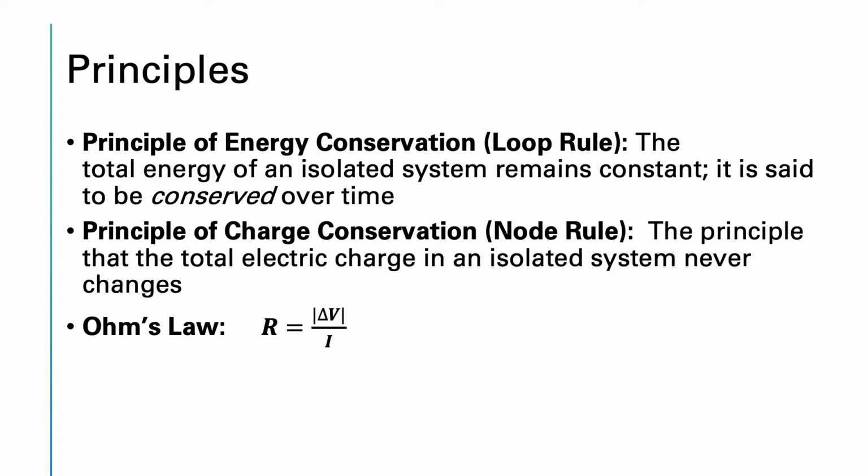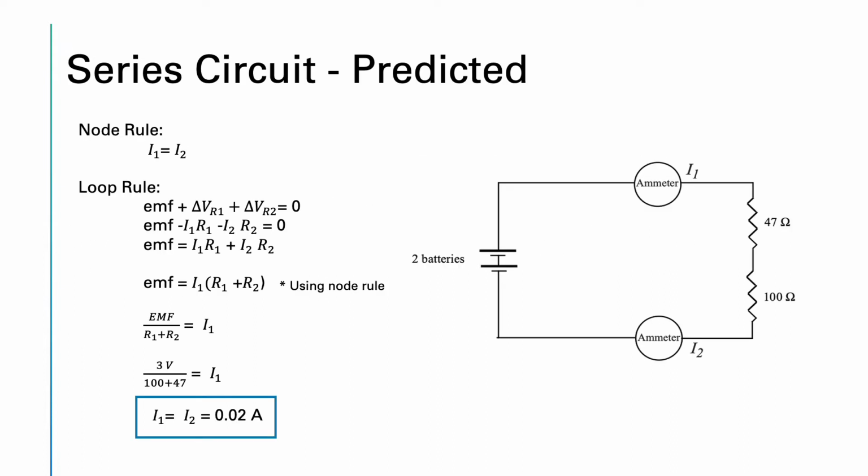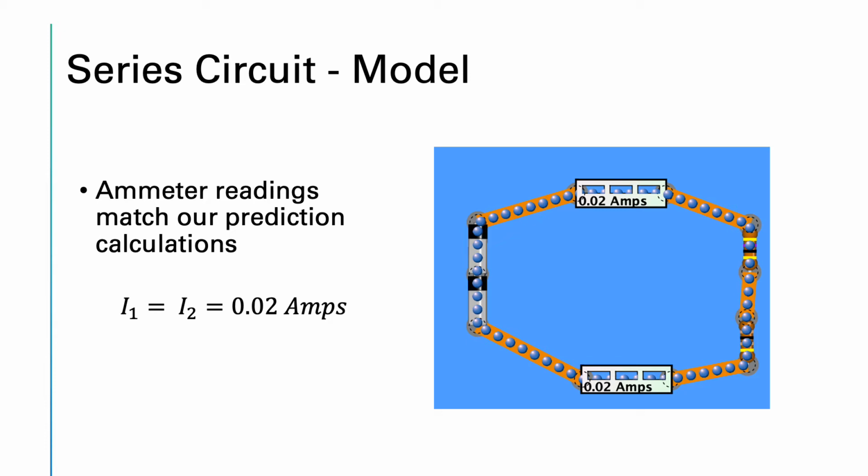the conventional current I. So first, we looked at this series circuit and used both the node rule, which says I1 is equal to I2, and the loop rule, which says the EMF from the two batteries plus delta VR1 plus delta VR2 should all equal 0. So we calculated and inputted our known values and solved and found that I1 is equal to I2, which is equal to 0.02 amps. Next, we created the same circuit, but in the model, and we can see that the ammeter readings match the prediction calculations, and the circuit does in fact have a conventional current of 0.02 amps.